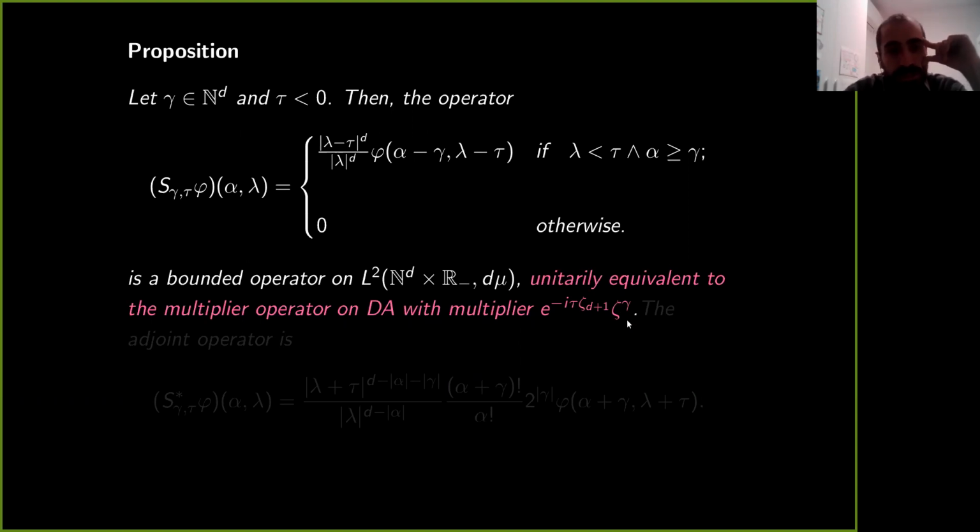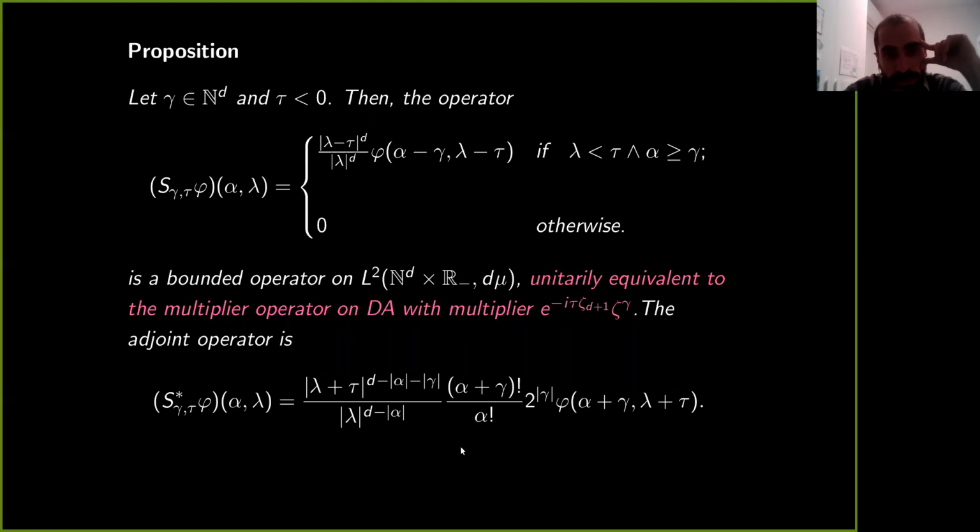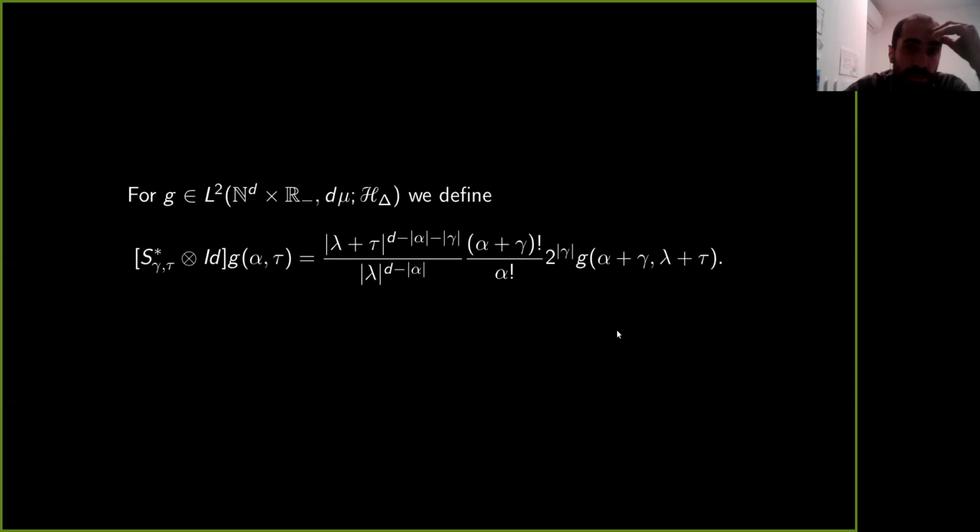Okay, and then S star is the adjoint. This is the explicit expression. The formulas are complicated to read, but this is a weighted shift operator, which is unitarily equivalent to this multiplier operator on our Drury Arveson space. And then we tensor with identity. So now we are done.